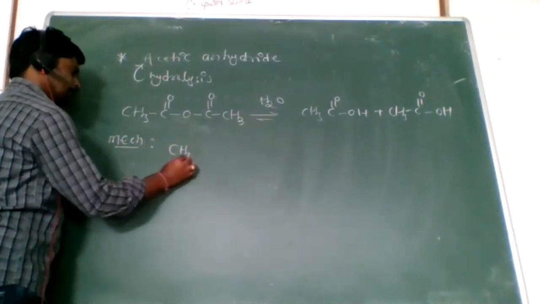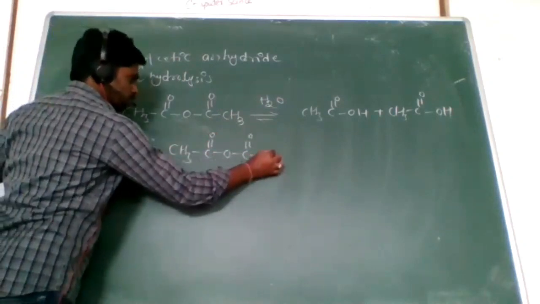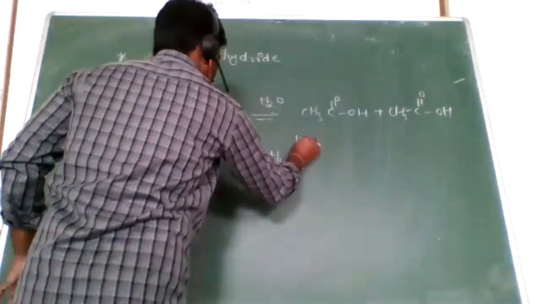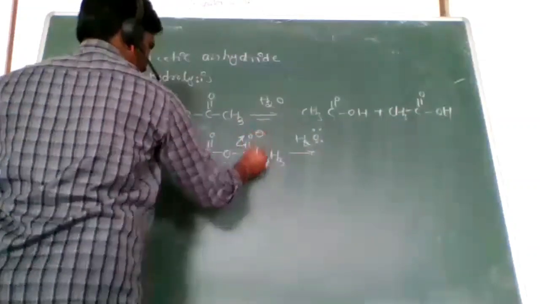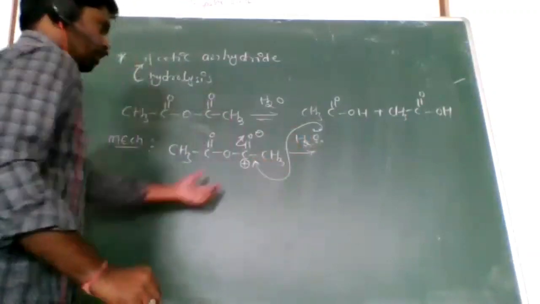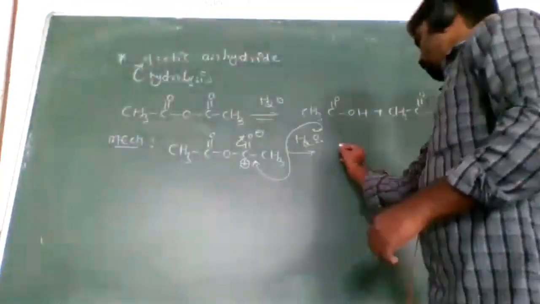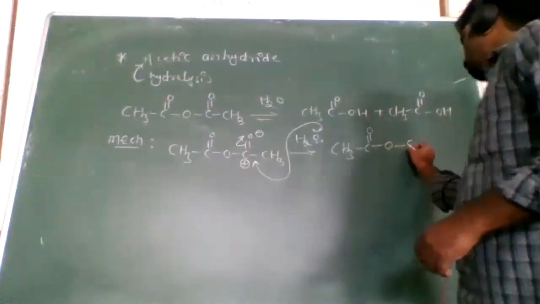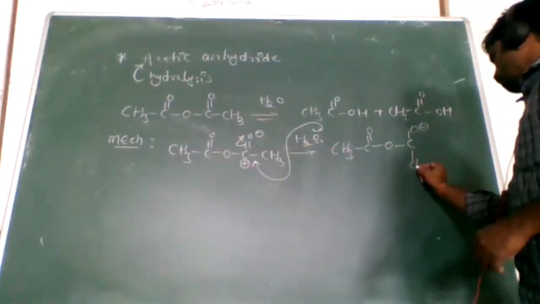See here: CH3 C double bond O, O, C double bond O CH3. Here, in the water molecule, oxygen has a lone pair of electrons. These electrons shift to the oxygen side, and the carbon becomes positive. Oxygen gives the lone pair of electrons to the carbon. So when it gives the electrons to the carbon, we get C double bond O minus.